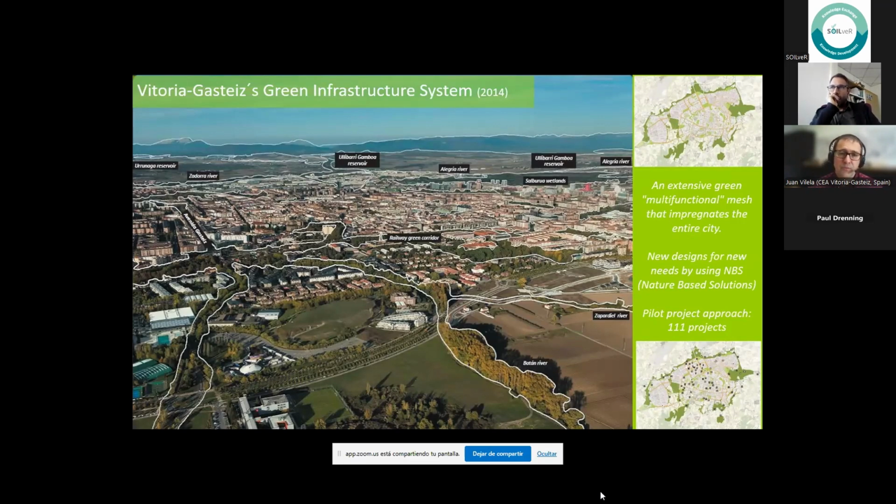And in 2014, when we got this Green Capital Award, the idea was to expand this philosophy of ecological restoration inside of the city and outside of the city with a green infrastructure system. As you see, we mentioned here that the idea was to use nature-based solutions to do that, try to connect through corridors and nodes all the green infrastructure that we have. And to do that, we propose to do it by pilot projects. So small projects scattered around the city, trying to do that.